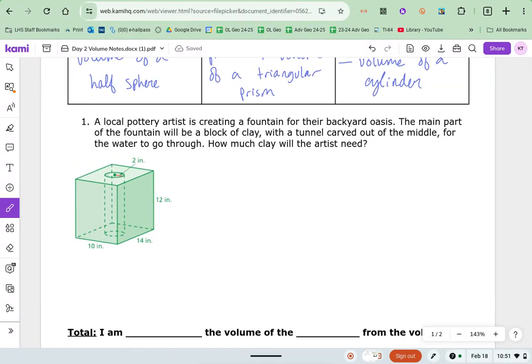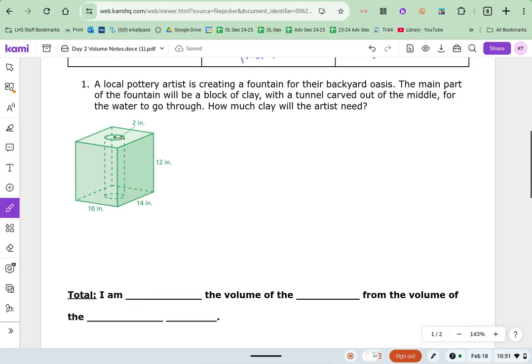So we have a local pottery artist creating a fountain for their backyard oasis. The main part of the fountain will be a block of clay with a tunnel carved out of the middle for the water to go through. How much clay will the artist need? Okay, so if we're looking at our picture, if we have some empty space in the middle of another shape, this is going to be a subtraction problem.